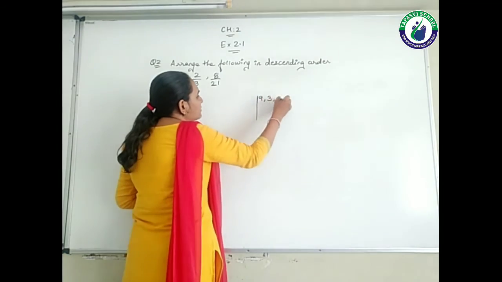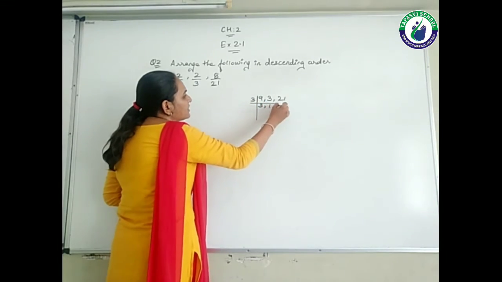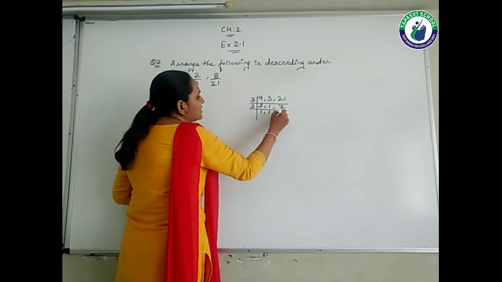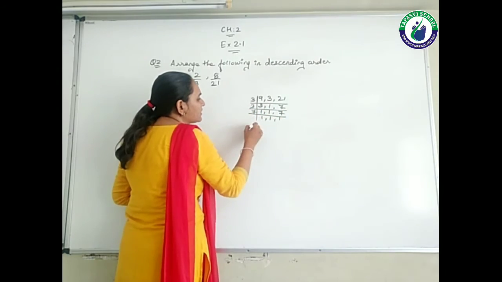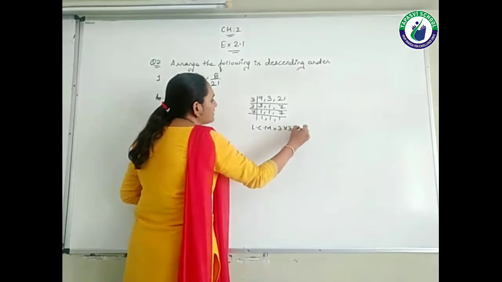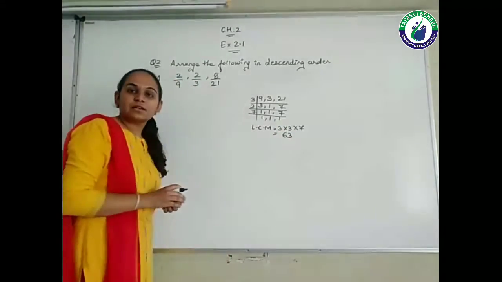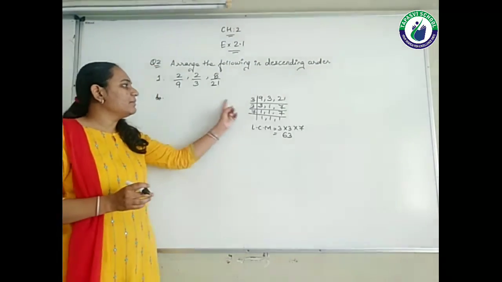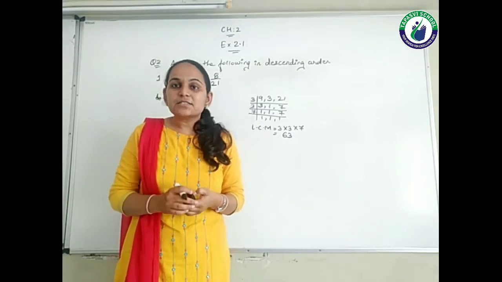9, 3 and 21. So 3 3s are 9, 3 1s are 3 and 3 7s are 21. Again 3 1s are 3. 7 doesn't come in the table of 3. So 7, 1, 1, 1. So the LCM is 3 into 3 into 7. 3 3s are 9, 9 7s are 63. Clear, students? Now what are we supposed to do? We have to make all the denominators as 63.